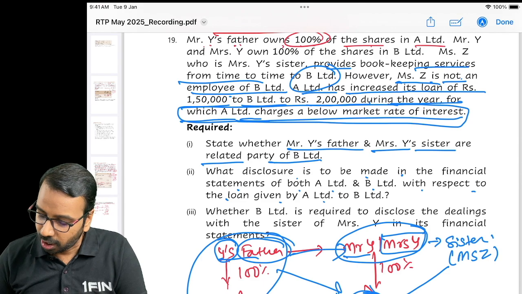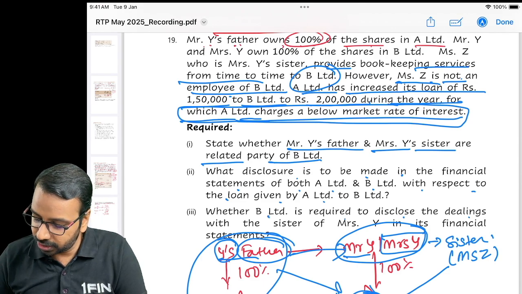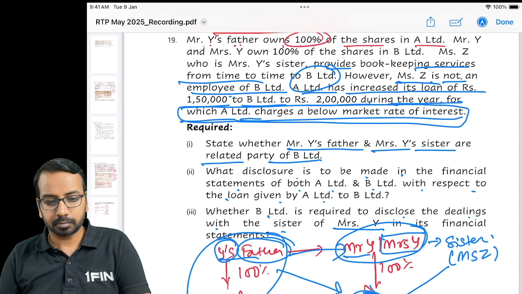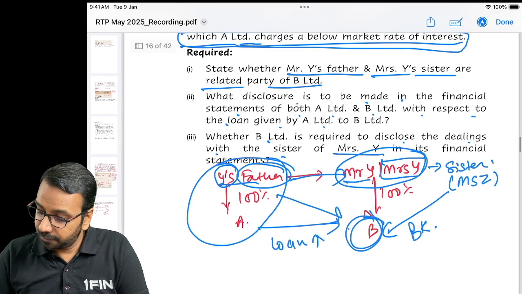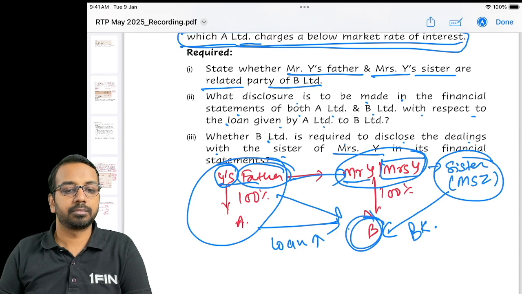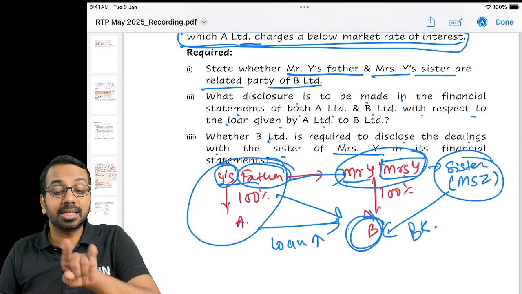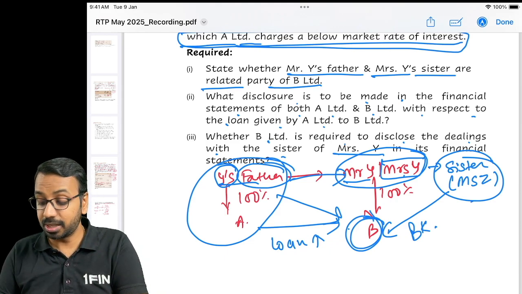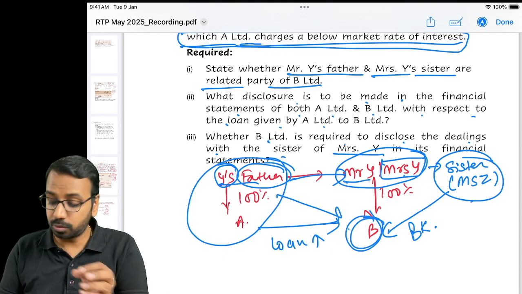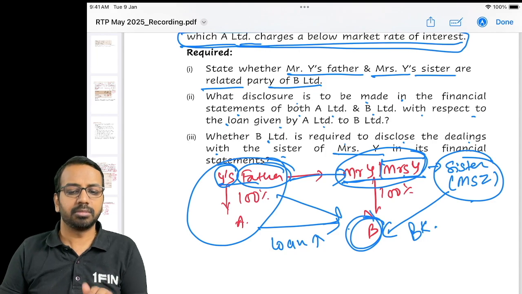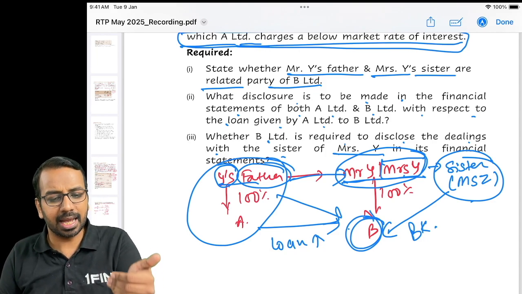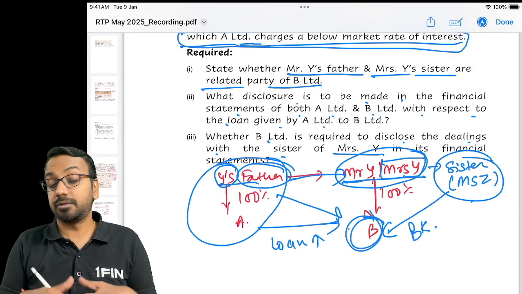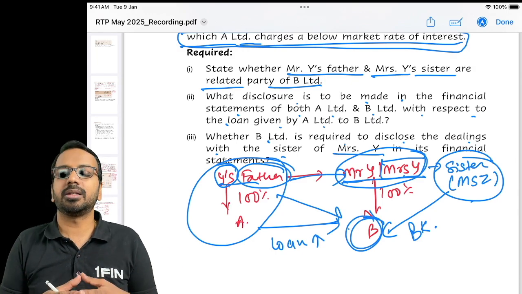Then whether B Limited is required to disclose the dealings with the sister of Mrs. Y in its financial statements. Now, can the sister of Mrs. Y, that is Mrs. Z, have an influence over Mr. Y and Mrs. Y? Typically, if yes, they have that kind of influence, then disclosure is required. If the influence doesn't exist, then disclosure is not required.